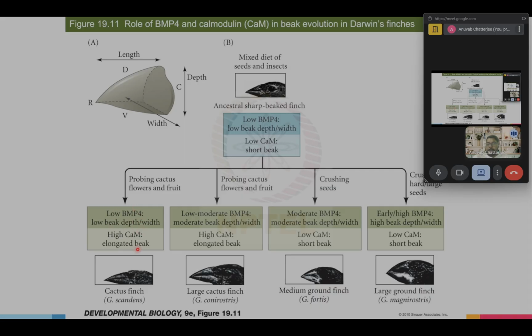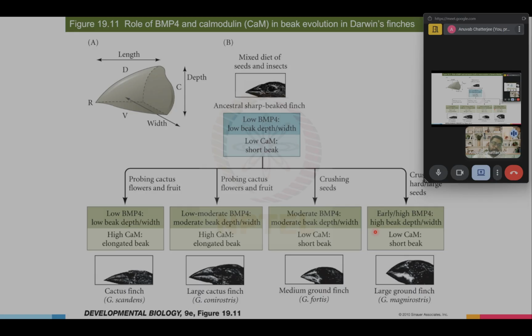So low BMP you have low beak width, and high calmodulin you have an elongated beak, which is the case of the cactus finch. Then you have low to moderate BMP, you have a moderate beak width, and high calmodulin, which again gives an elongated beak, but this time it is thicker. Moderate BMP and low calmodulin, you have a shorter beak, but it is still thick.